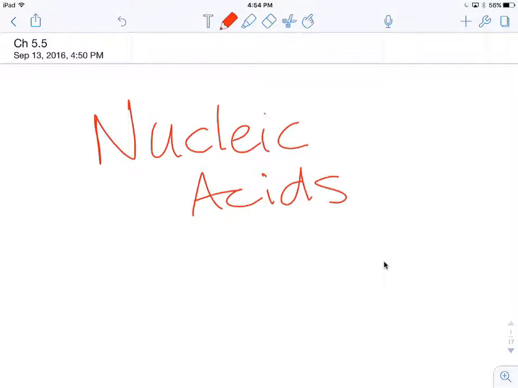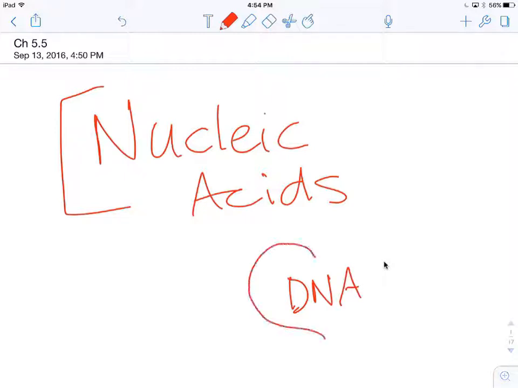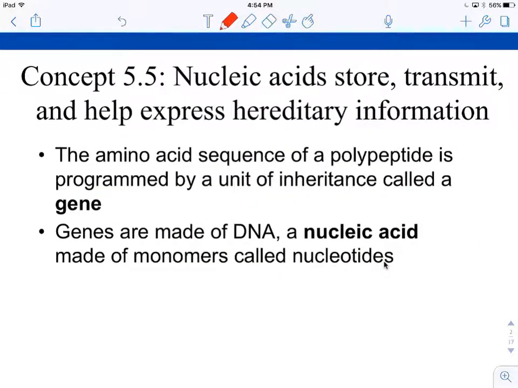All right, here we go with our screencast on nucleic acids, which of course contains the best molecule in the entire world, DNA. So nucleic acids are the fourth type of macromolecule. Their function is pretty narrow. They are made for one thing and one thing only, and that's to store, transmit, and express hereditary information. So this is our DNA, our RNA, our genes.